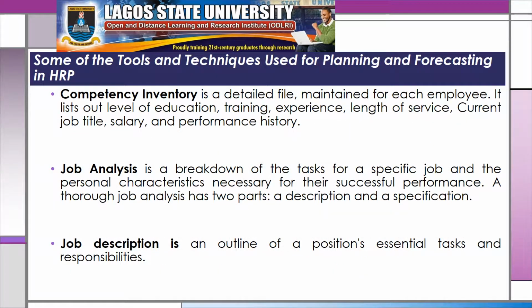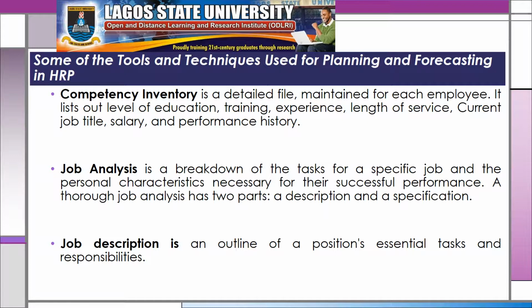So here are some of the tools and techniques used for planning and forecasting. There are many. For example, there's something we call competency inventory. This one is a detailed file that contains the data of each employee in an organization. It lists out the level of education that each employee has, the training they've undergone, the experience they've acquired, the length of service they've put in the organization, then their current job titles, salary, and performance history. All these are what is contained in the competency inventory.